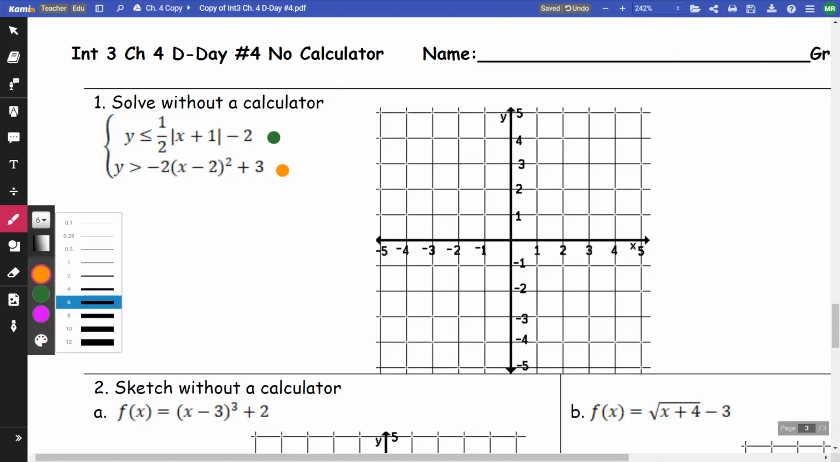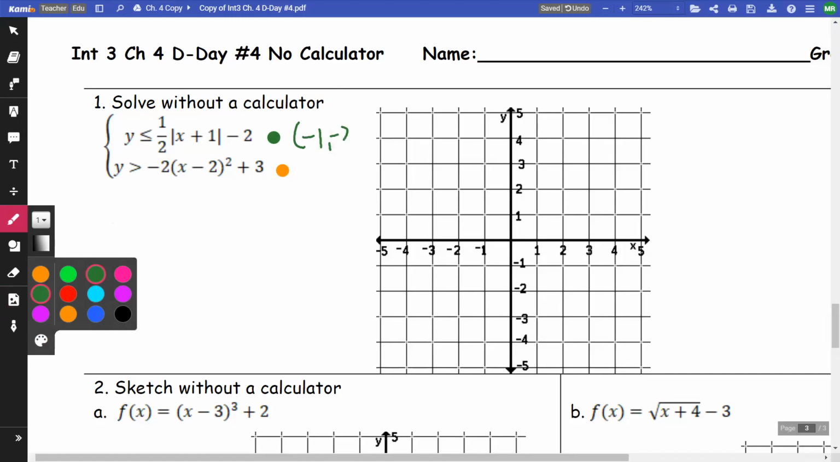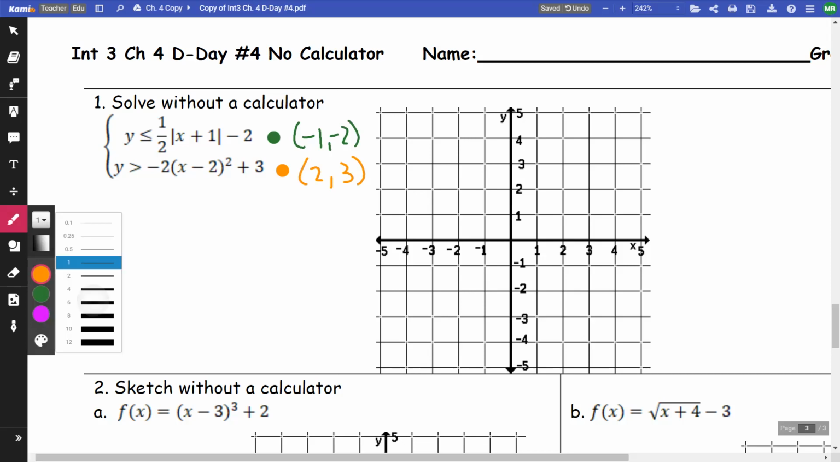So for the first one, my vertex is going to be at -1, -2, and I have a stretch of 1/2, which really for an absolute value is like a slope. And then for my parabola, I have my vertex at 2, 3, and then that -2 is going to give me a stretch of -2 that I'm going to be dealing with, okay?